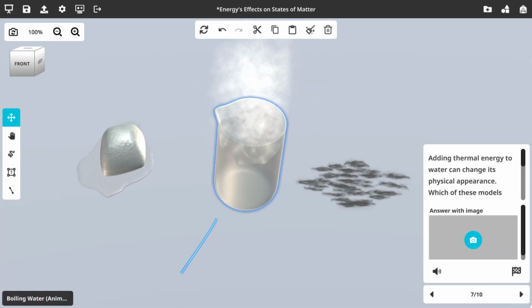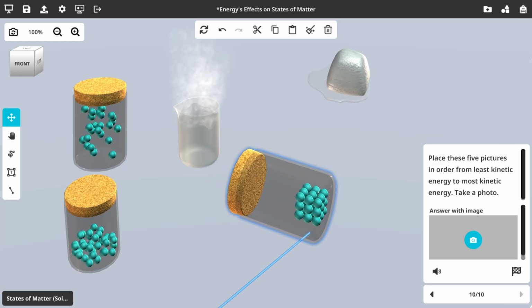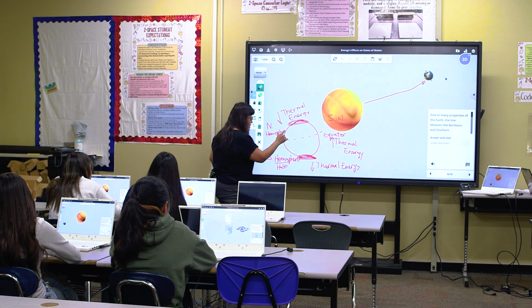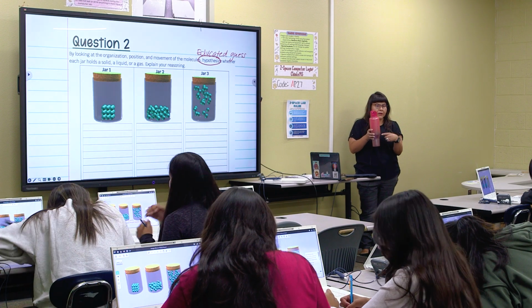I grade the zSpace assignment. I want to see if they're understanding if there's an increase in thermal energy or a decrease in thermal energy and how that affects kinetic energy. We've covered all of this information in the last couple of weeks, and now I'm seeing, okay, can they apply this concept to something new? It really helps to build that background knowledge.